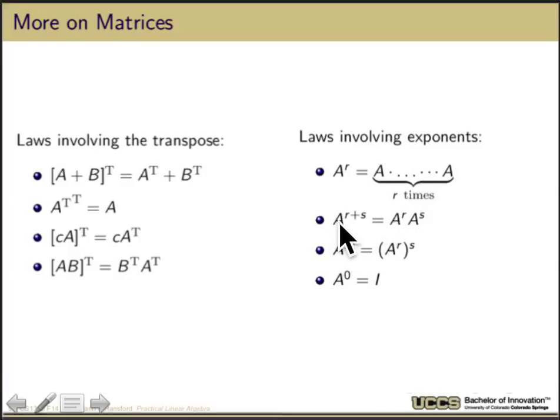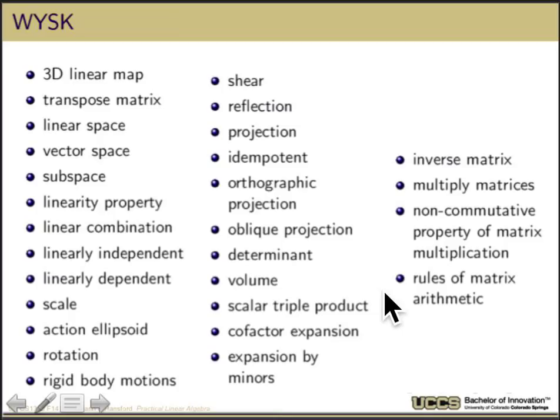Overall properties: if I do A raised to the power R plus S, that's the same as A to the R times A to the S. In fact, you can recursively decompose A to the R. A to the R, to the S, is A times itself R times, repeated S times, so it's A to the R times S. And we have a special case that A to the 0 is equal to the identity matrix. So this is a special case. You can't write it out R times. You don't write it out at all. It's just a rule you're given.